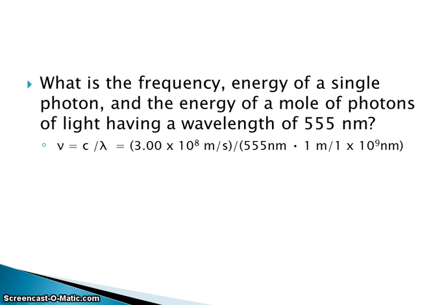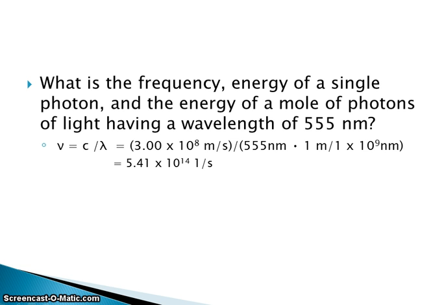So our speed of light is 3.00 times 10 to the 8th meters per second. We'll divide it by 555 nanometers converted to meters, and that will give us a frequency of 5.41 times 10 to the 14th reciprocal seconds, or hertz.